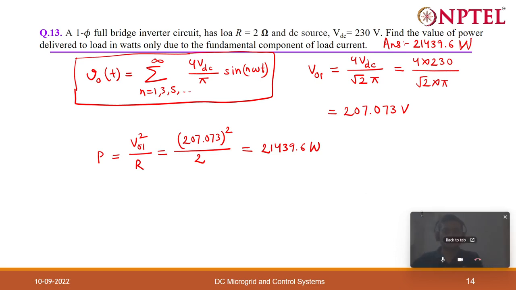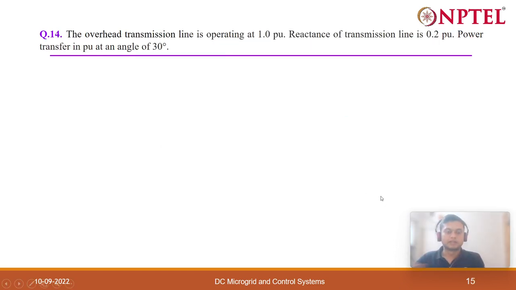Now let us see the next problem. The overhead transmission line is operating at 1.0 per unit. Reactance of transmission line is 0.2 per unit. Find the power transfer in per unit at an angle of 30 degrees. So we know that for the active power we have V1 V2 divided by X sine delta.